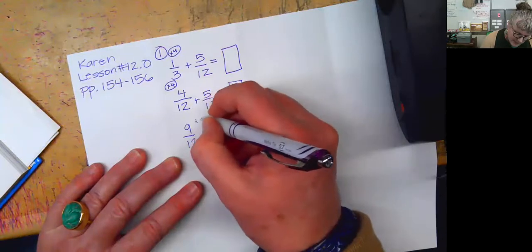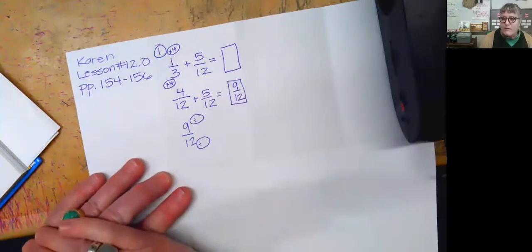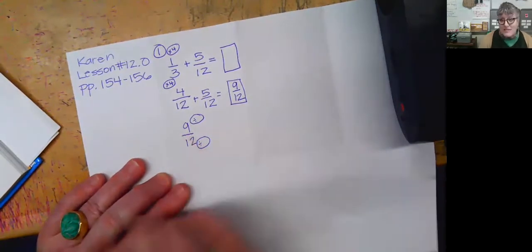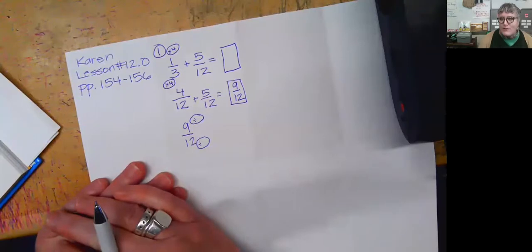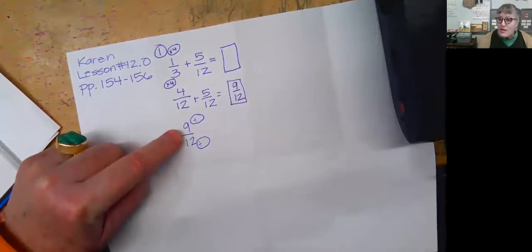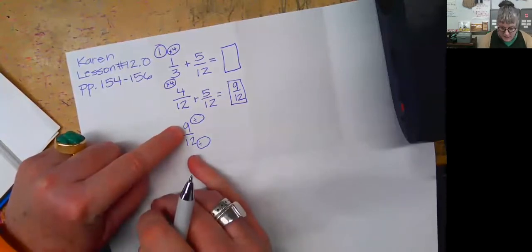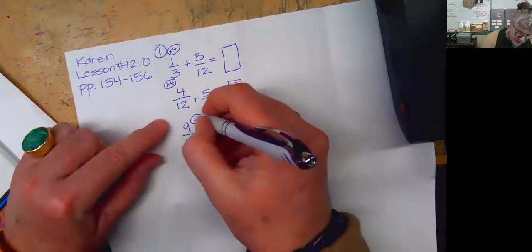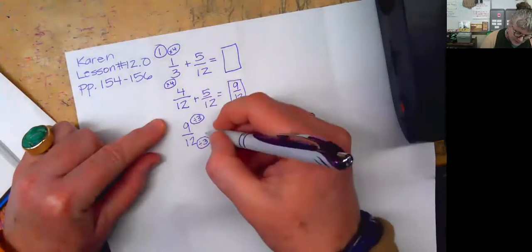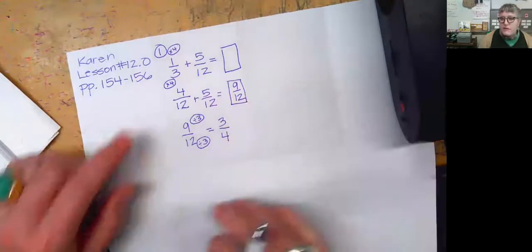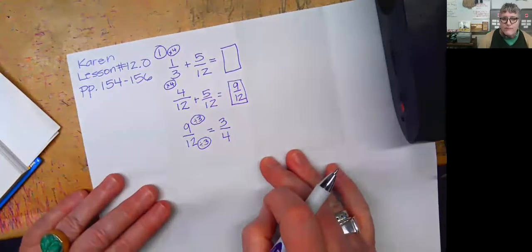Let's see if we can think of what number we could use. 12 is an even number, but 9 isn't, so we can't divide by 2. I know a lot of you just instantly divide by 2, or you want to. I know my 3 times tables, and I know that 9 and 12 are both divisible by 3. So I'm going to divide the top and bottom by 3. And that's going to give me 3/4. And that is in simplest form.